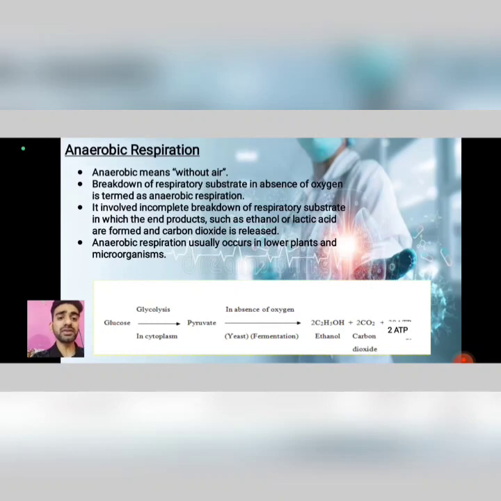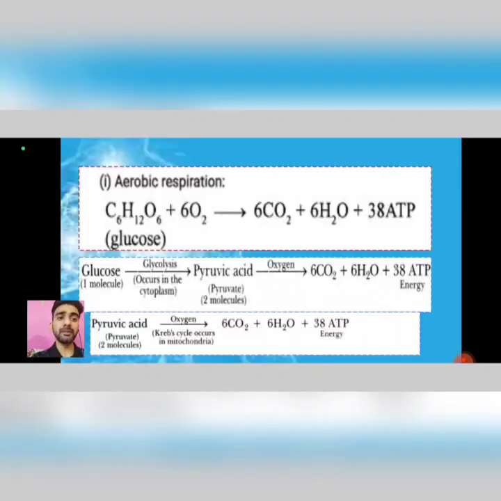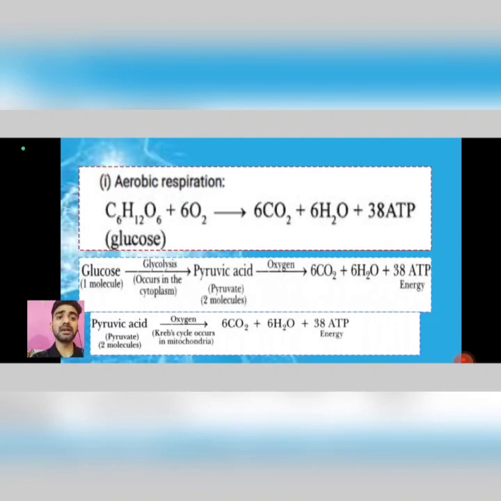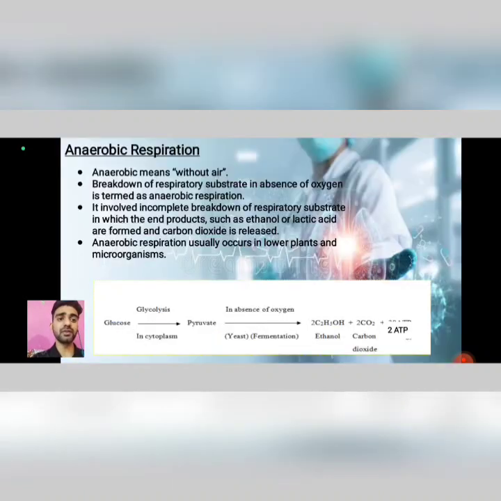Now here you can also see the first step where the glucose gets converted into pyruvate is similar in both cases, aerobic as well as anaerobic respiration, but the next step where the pyruvate is converted into different products differs, right? In anaerobic respiration, partial breakdown takes place, but in aerobic respiration there is a complete breakdown, right? You can see over here, right?